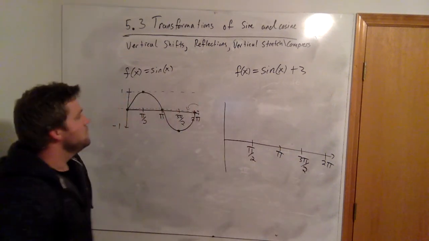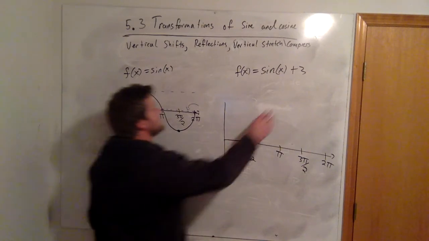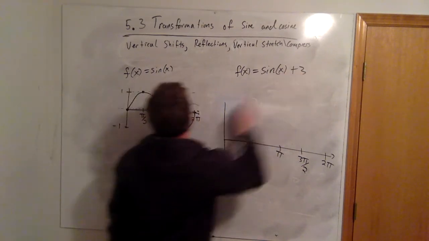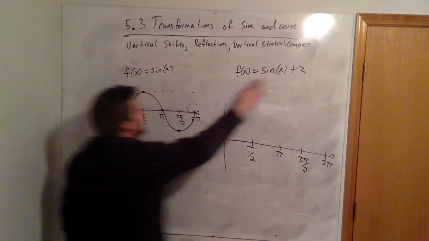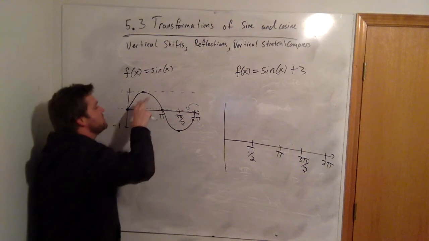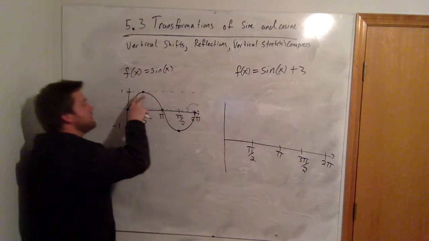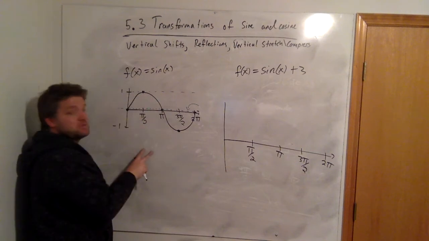Okay. So when I add 3 to the outside of the function, what we're doing here is I'm taking all my normal outputs of sine, and I'm adding 3 to them. So that's going to take my graph, and that's physically going to move it up 3 units. If I was subtracting 3, it would take all my outputs and move them down 3 units.